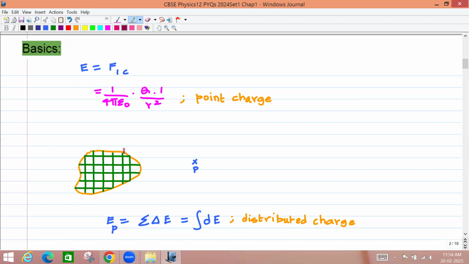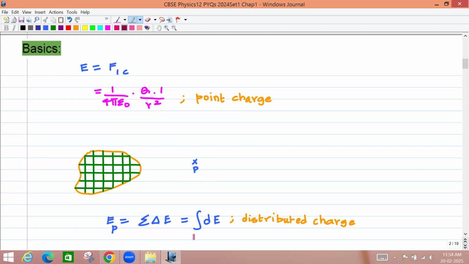But in general, if the charge is distributed like this, then we can divide this charge into small elements. Since the element is very small, each element will act as a point charge. So I can find the electric field at this point due to one element using this formula, and the second element, and add all these electric fields to get the net electric field at this point. So the electric field at point P due to the distributed charge is the summation of the electric fields due to the individual elements.